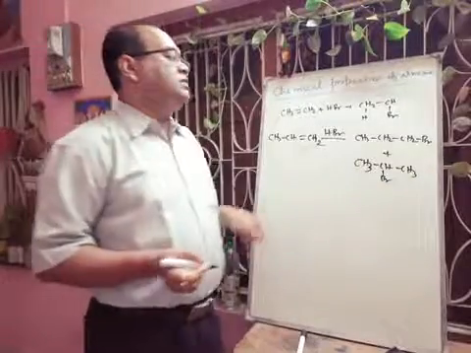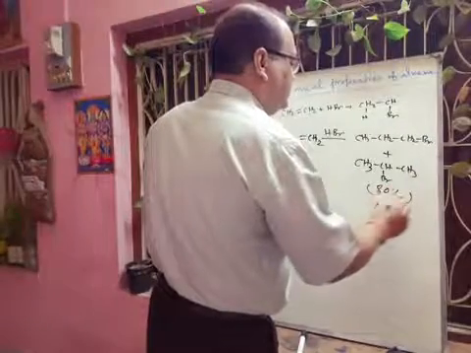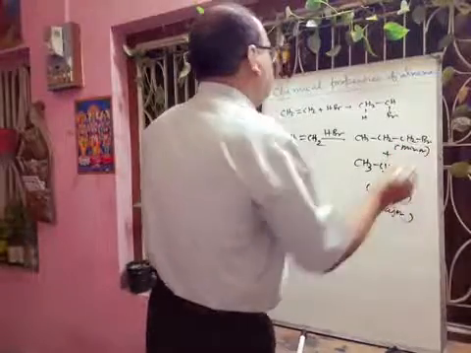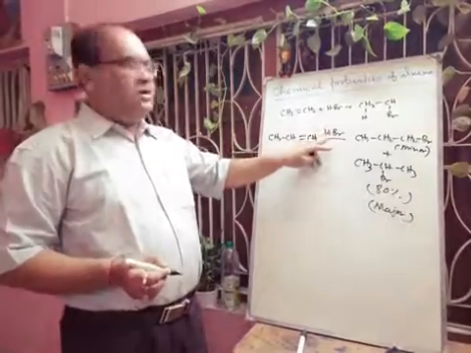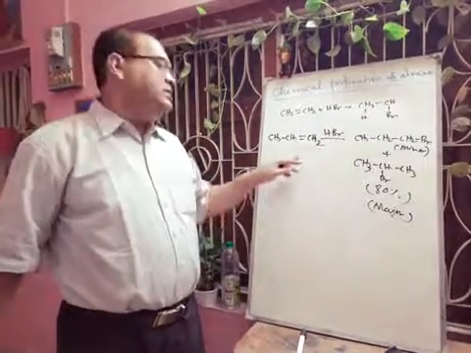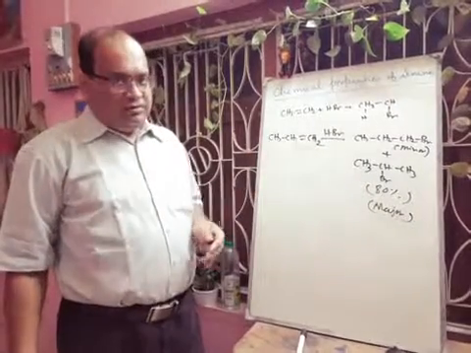Now which one will be the major? This one will be the major. This is 80% we will get. This is the major product, and this one will be the minor product. So addition of halogen acid, that means HBr, in case of unsymmetrical alkene, can be explained on the basis of one rule. That rule is called Markovnikov's rule.